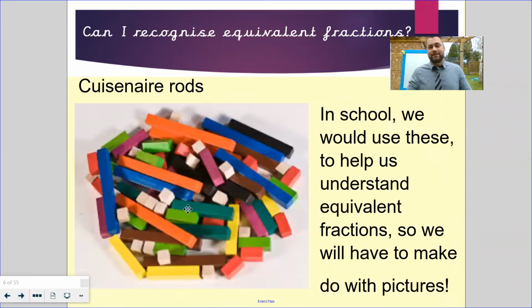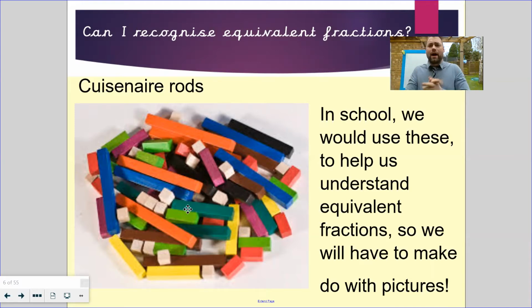Now, normally in this lesson, we would be at school, we'd be using these Cuisenaire rods, okay? These rods are different sized rods that have been cut up into different fractions of amounts to help us understand equivalent fractions. However, today we're going to have to make do with pictures. You're going to have to make do with me using it. If you're in school, you're able to use some of the resources at school, so that'd be really good. So make sure you get using them.